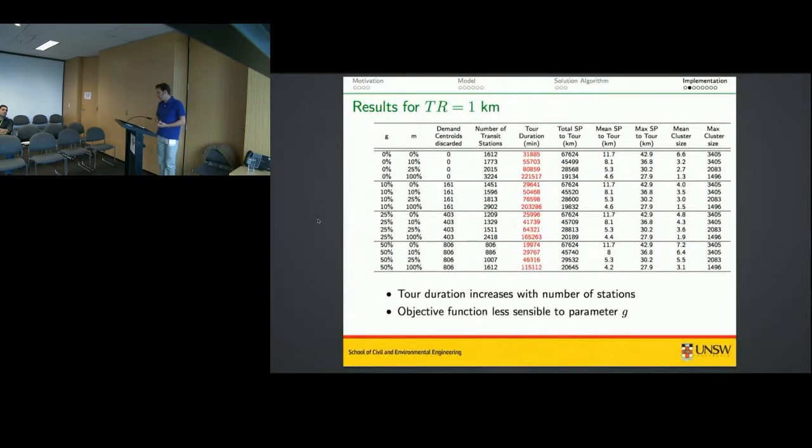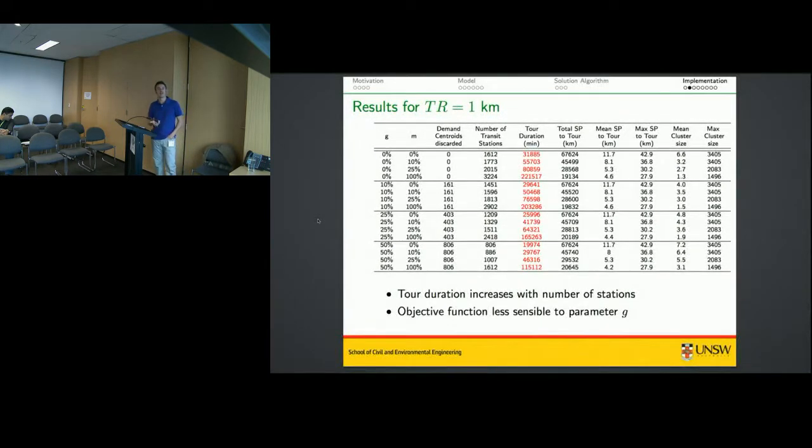So if we first look at the tour duration, we can see that it increases with the number of stations, which remember in this version of the algorithm will be given as an input to the algorithm. We'll ask for this many stations to be introduced, and we look at the tour duration. It increases actually a lot with the number of stations, at least quadratically. And the objective function, as you can see, which is represented by this value, is far less sensitive to G. It does vary, but if you look at the four sets of values, it's far less sensitive to G than to M. So that's also interesting.